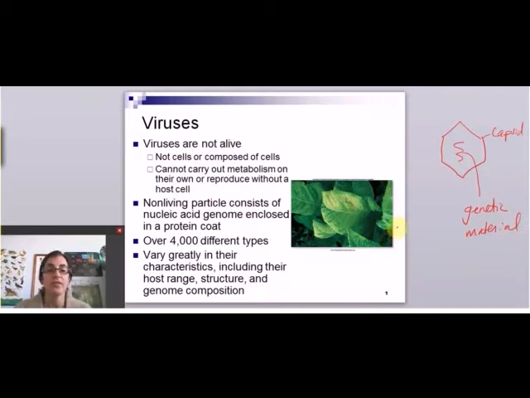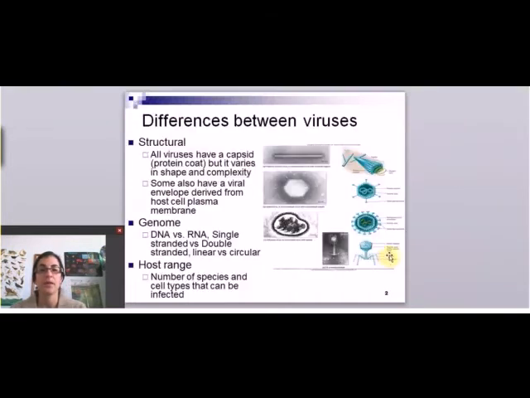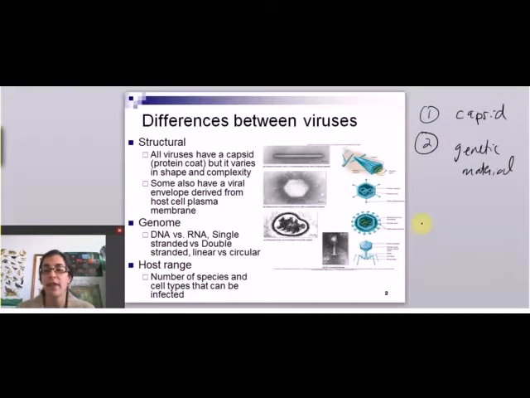There's over 4,000 different types of viruses that have been identified, and they're going to vary a lot. Again, we have this basic structure, but they're going to have a lot of differences in what that capsid looks like, what the genetic material is made of, and what kind of cells and organisms they can infect. To explore those differences a little more, we'll talk about the structural differences. Every virus at a minimum has these two things: the capsid protein coat and genetic material. That's the required minimum for a virus.